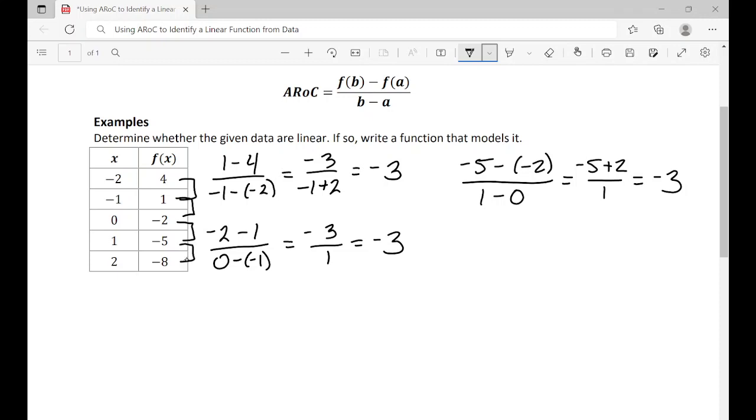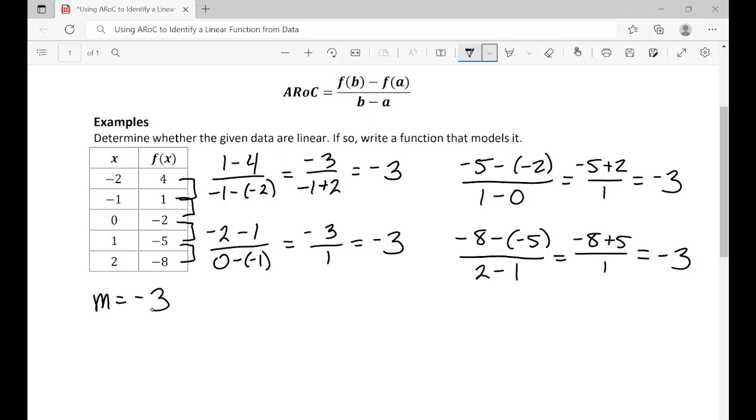And finally, the last 2 points, we're going to find the average rate of change there. So negative 8 minus negative 5 over 2 minus 1. Negative 8 plus 5 over 1. It's negative 3. So the average rate of change between all the points here is the same. So we have a constant average rate of change, which is a constant slope, negative 3. So we have our proof that it's linear.